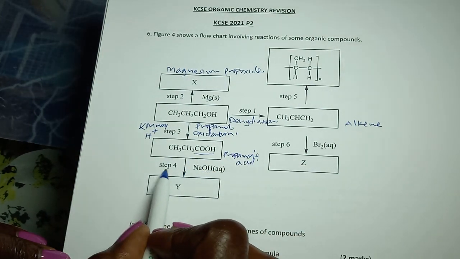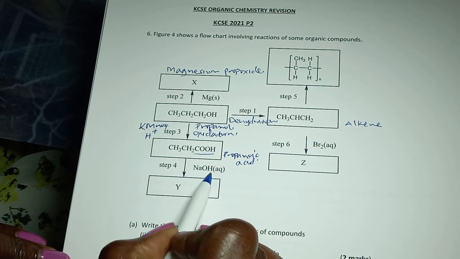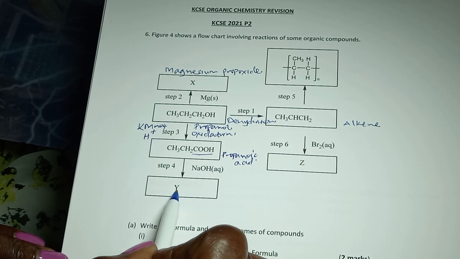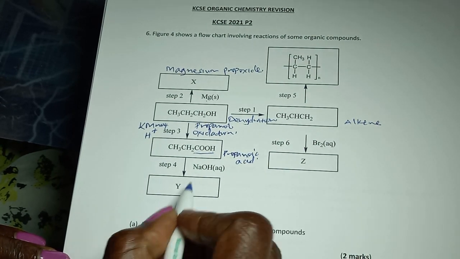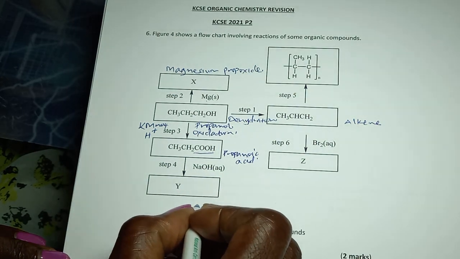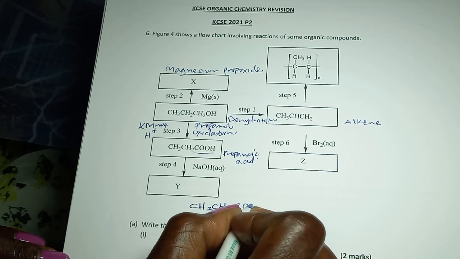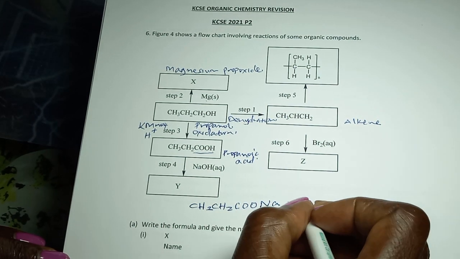It is subjected to step 4 by reaction with aqueous sodium hydroxide. This is a base and this is an acid, so this is a neutralization reaction. Compound Y is a salt and water molecules will be released. So in this case, compound Y will be CH3CH2COONa plus water molecules.